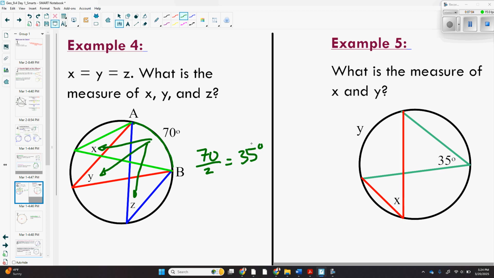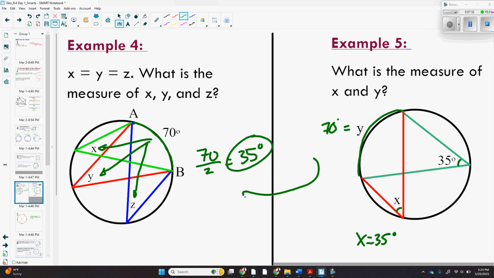The same math is almost true on number 5. This says, what's the measure of x and y? Well, again, they both cut through the same intercepted arc here. And that means that those are going to be congruent. So x and 35 are going to be the same. In other words, x equals 35 degrees. And that's going to be half of what y is. Well, what's 35 times 2? 70. Again, it's the same math as this problem.